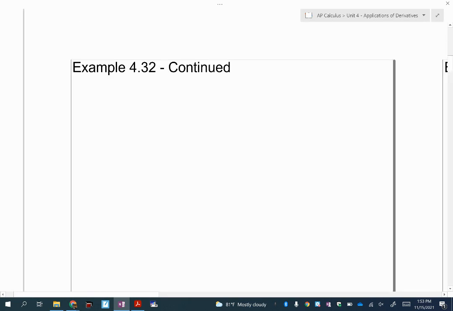So I'm going to write down the area function. It was 100x minus 2x squared. Now I'm going to take the derivative of that. That's going to be 100 minus 4x. And that means we're going to have our critical points.